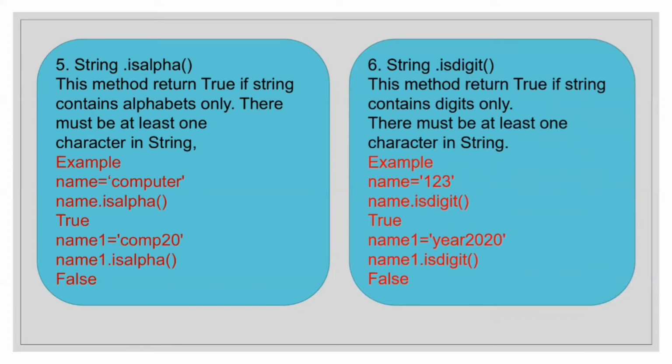Now this is the opposite. If there's only digits in the string, it's going to give us true. If there's anything else, space, any percent sign, addition sign, any alphabets, anything other than digits, it's going to give us false. See, like in the example, name is 123, is digit, true. And if it has a combination of alphabets as well as numbers, it's going to give us false.